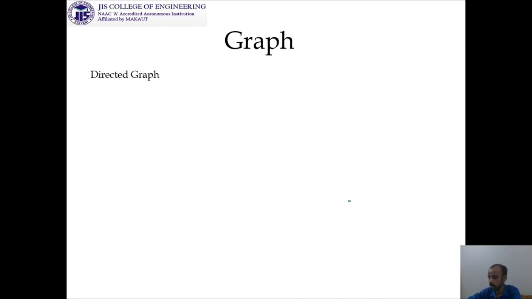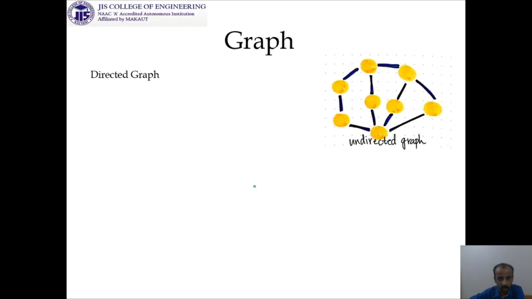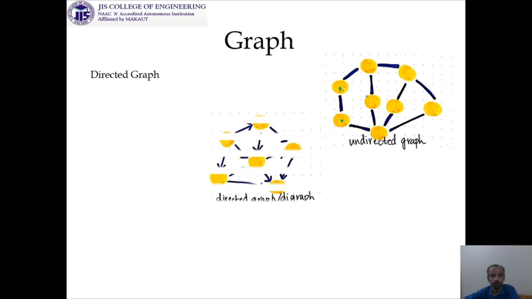Now we have another concept of directed graph. Now what is a directed graph? From the terminology it is clear that there must be some direction. So this is an undirected graph, because here the vertices and edges do not have any direction. But if you take this graph, then you will see that this is a directed graph, or in short a digraph, because this one and this one have an edge with some direction. So when there is a direction in edges, it is a directed graph.